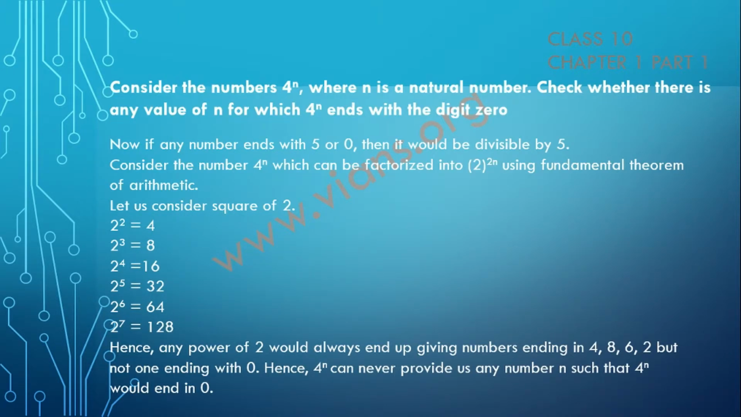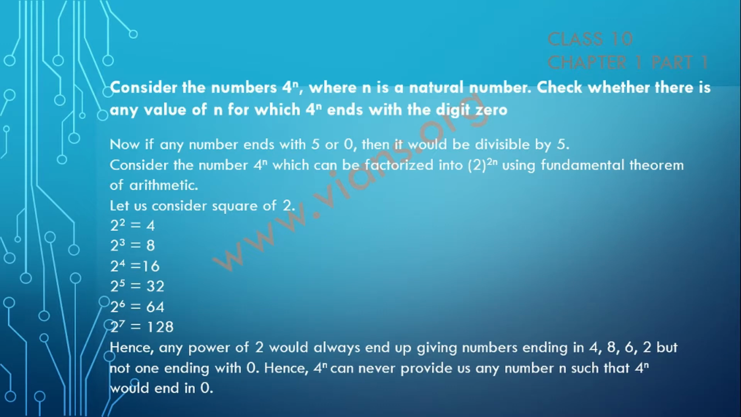So consider the number 4 raised to n, where n is a natural number. Check whether there's any value of n for which 4 raised to n ends with the digit 0. That's the question. I'm pretty sure most of you would know this, but let's just go through it anyway.